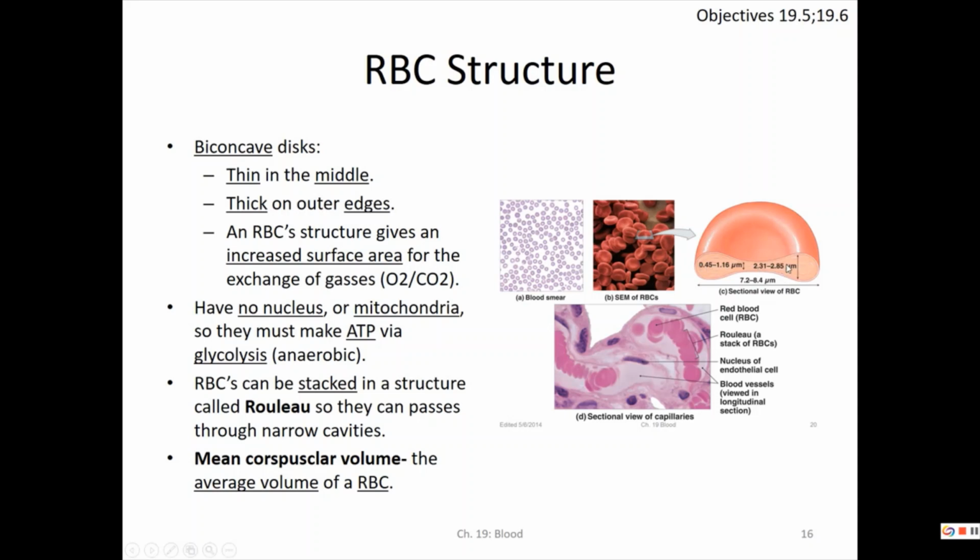I can measure this volume, and the volume in here is called the mean corpuscular volume. The mean corpuscular volume is the volume of a red blood cell, on average, red blood cell volume. Some folks might have larger mean corpuscular volumes, larger red blood cells, or smaller. You can see some are bigger, some are slightly smaller. They're not all 100% perfectly the same size, but they're very close.